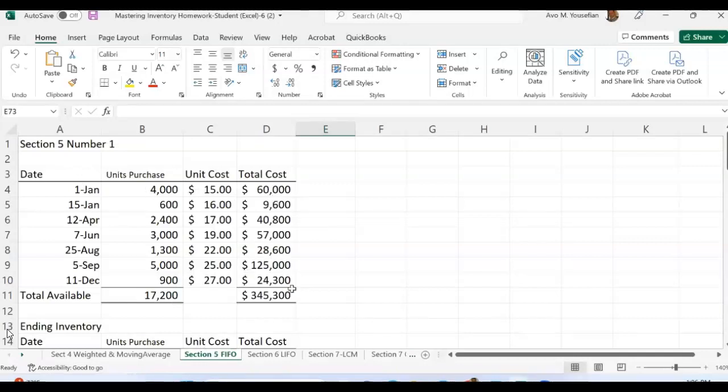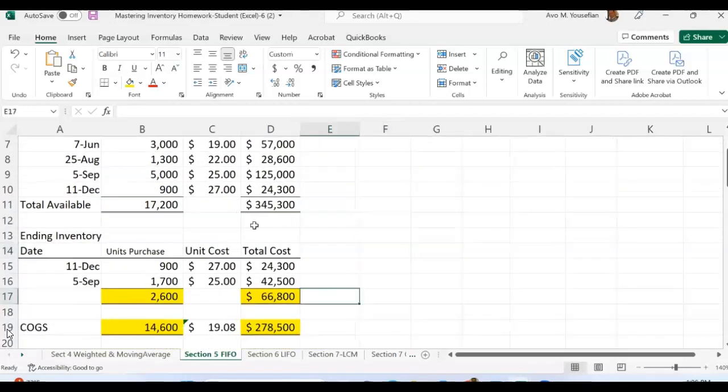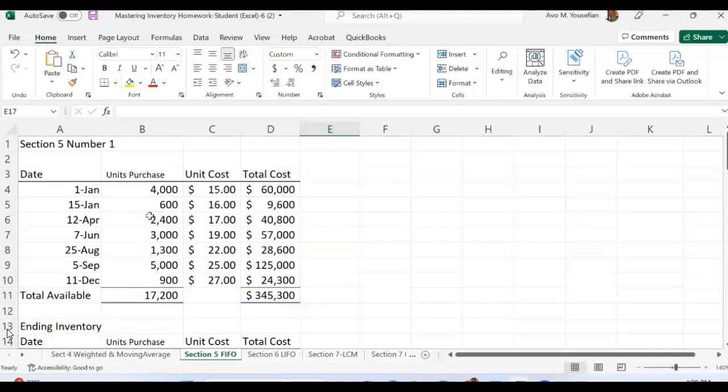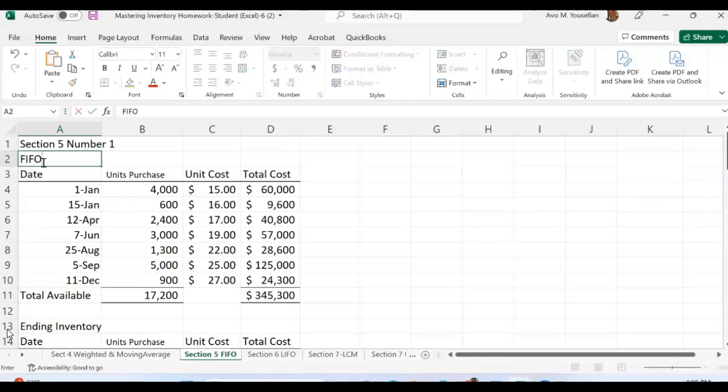So we have all these purchases that was given to us. The beginning was 4,000 units, total cost of 60, but we purchased again and again and again. So total 17,200 units are purchased, and the total cost was $345,300. So we are doing FIFO, first in, first out. So let me write here FIFO so we can kind of emphasize that here. Okay, so we are doing FIFO.